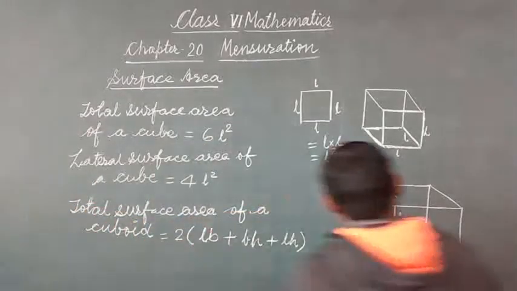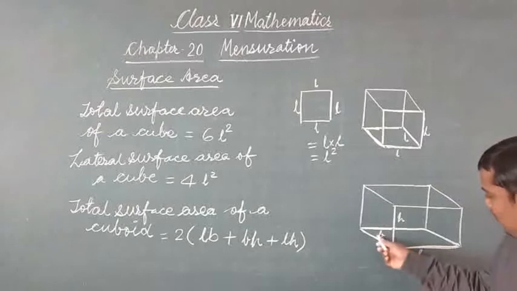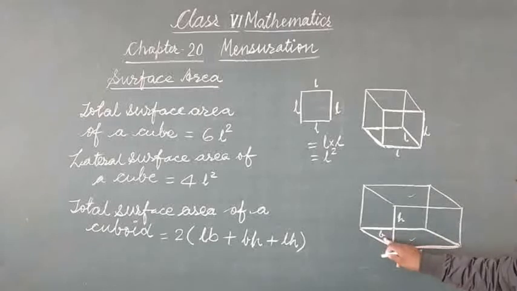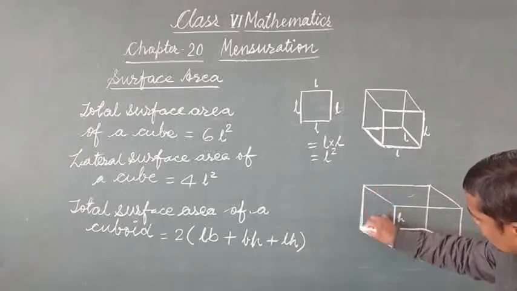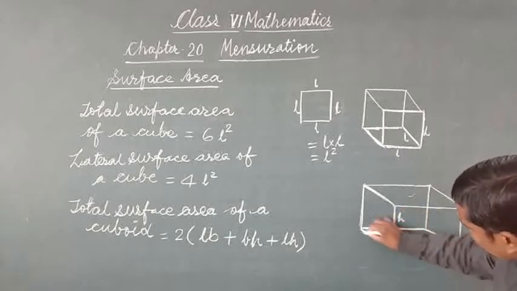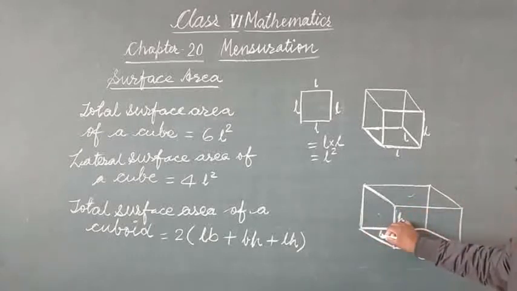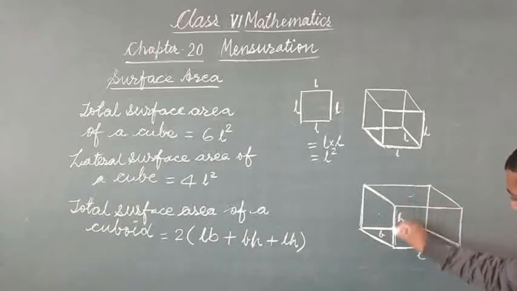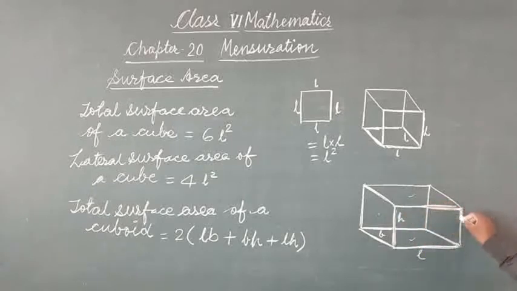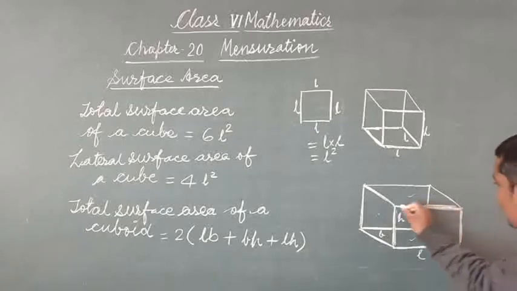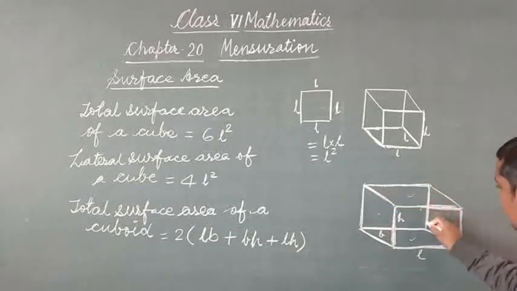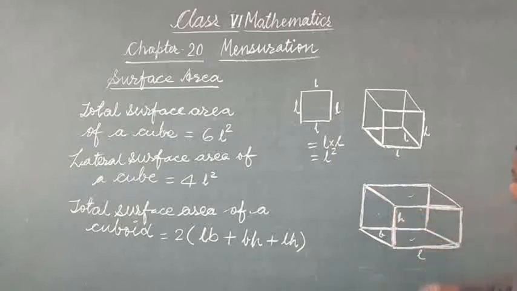As you are considering, this is the base. So base length, so this area and the top area, 2 times L into B. If you are considering this side, this area is height into base and this side also height into base. So 2 times B into H and the front side L into H, this area. Okay, so front side we have L into H and back side also we have this area. This one back side L into H.